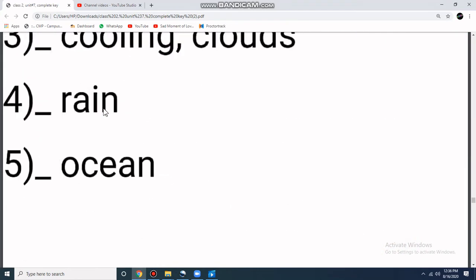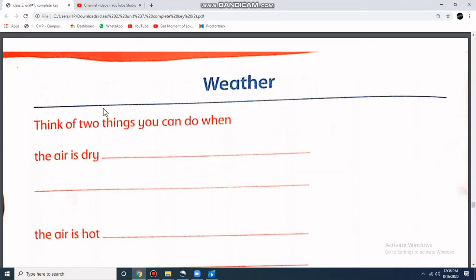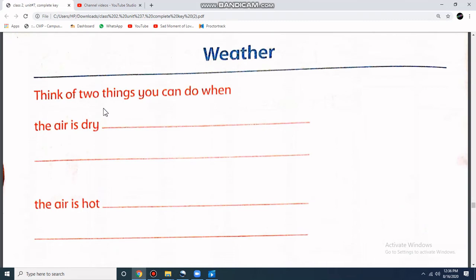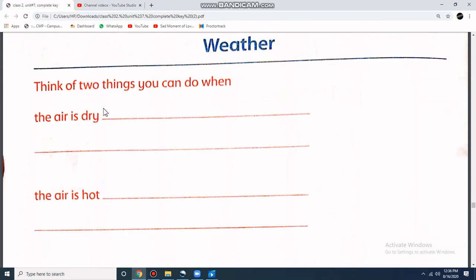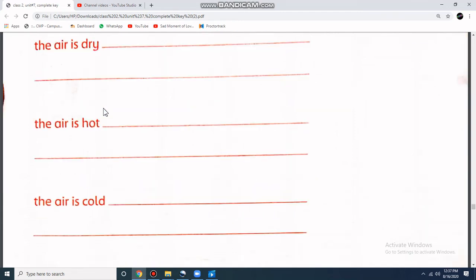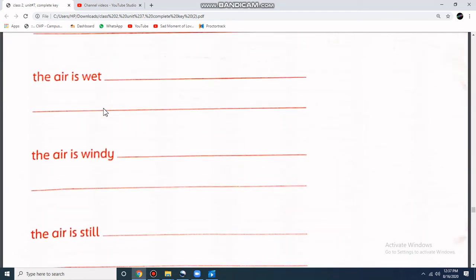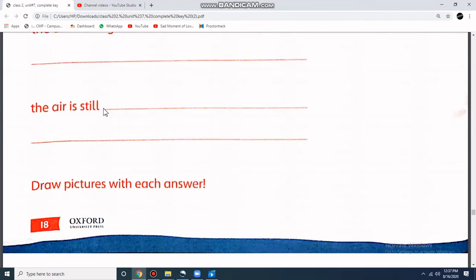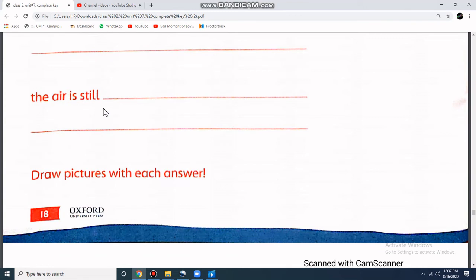Yes, now here are some answers. Okay, it's your creative writing. Weather. Think of two things you can do when the air is dry. What do you think you can do? You have to write two things and also draw the diagram. And the same when air is hot, air is cold, air is wet, air is windy, and air is still. And also draw pictures for each answer. It's creative writing, so drawing pictures is interesting.